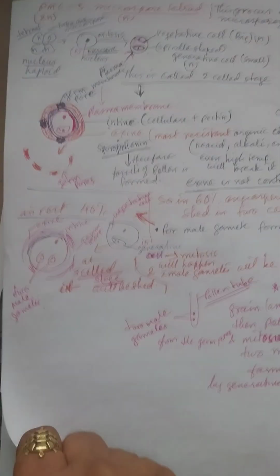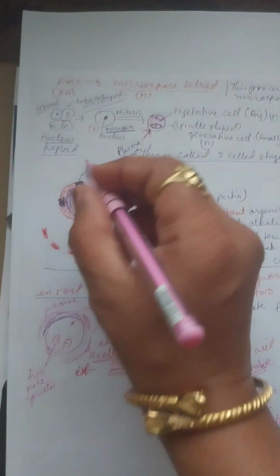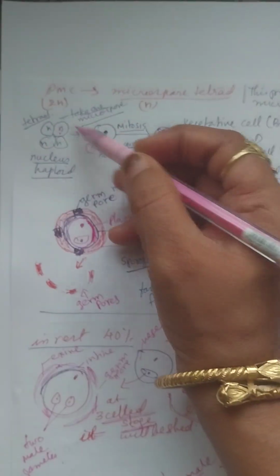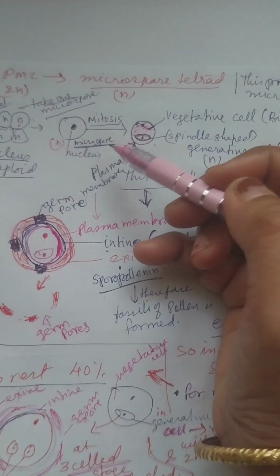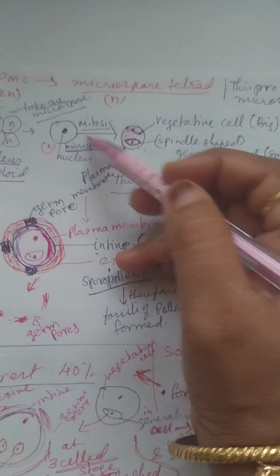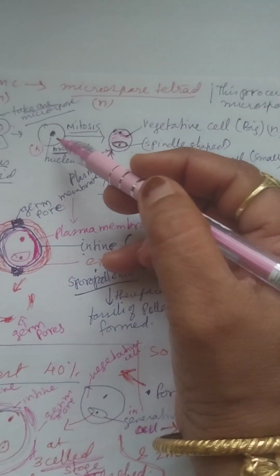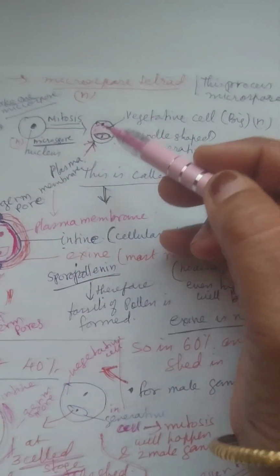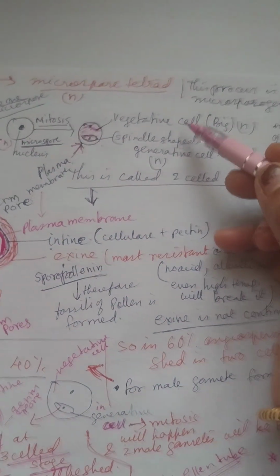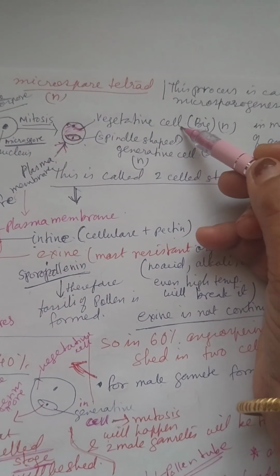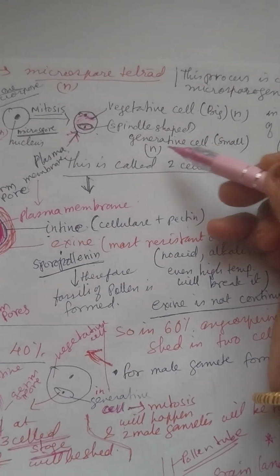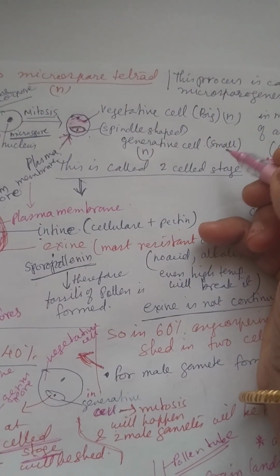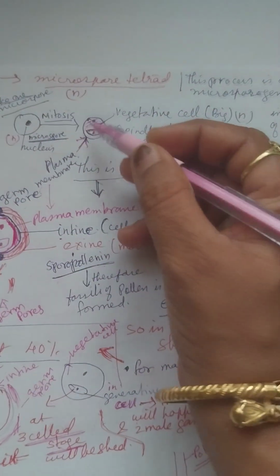Now let us study the structure of microspore or the pollen grain. Now see, this is the tetrad. Pick up one to understand. So this is the nucleus and this is the plasma membrane. One mitosis will take place. As mitosis takes place, from n it will remain as n. Two cells will be formed, one known as vegetative cell, which will be bigger, and the other one, which is spindle shaped, will be known as generative cell, which is small. So this is the two celled stage.